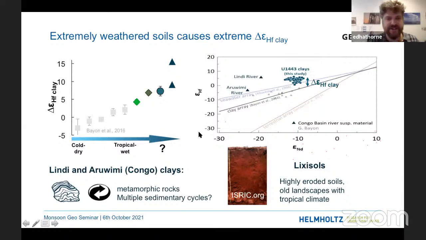Further support of this idea comes from unpublished data from Germain from these two Congo River tributaries, where they have metamorphic rocks, multiple sedimentary cycles probably, and they have lixie soils. These are highly eroded soils, very old landscapes with tropical climate. And as these are eroded, we end up with these extreme delta epsilon hafnium clay values in the river sediments there. So this all basically suggests that we have a very wet climate, strong weathering and strong erosion.